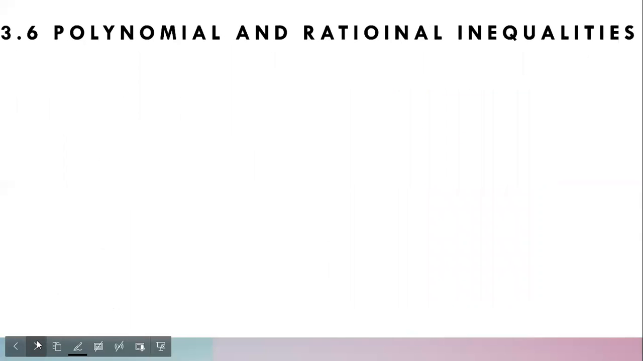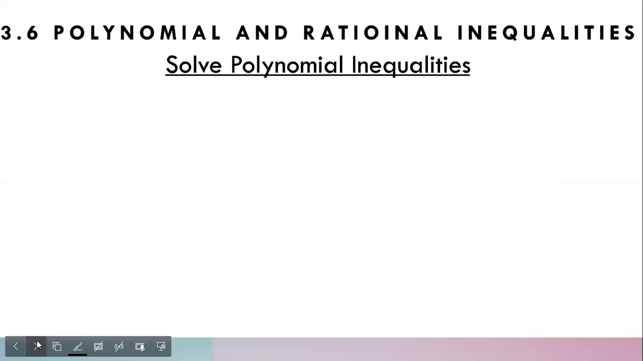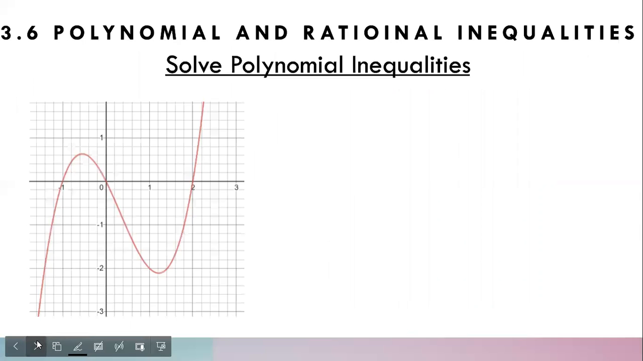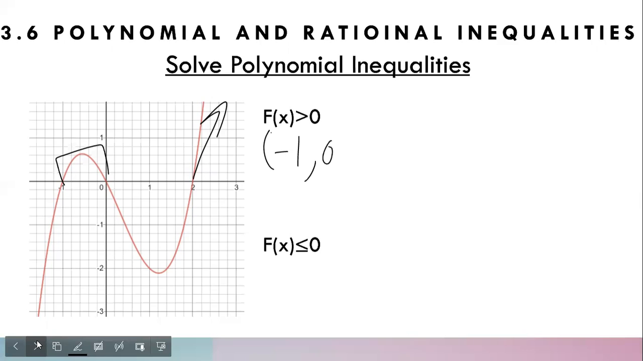So finally, to end this section, we have 3.6, polynomial and rational inequalities. So to start, we'll solve a polynomial inequality by using this graph. So first, we're going to be solving for when f of x is greater than 0. So that would be this section here, as well as this section right here, from 2 onward. So knowing this, we have negative 1 to 0, union 2 to infinity.